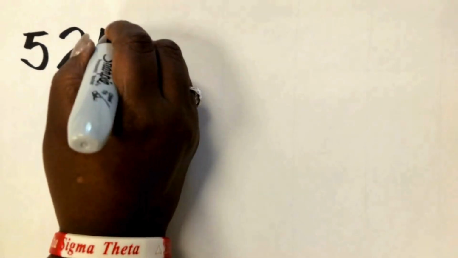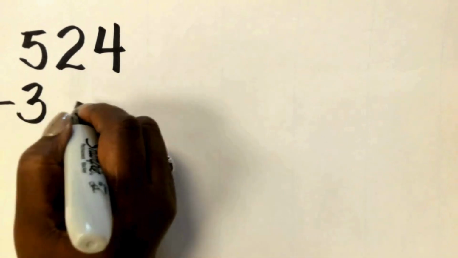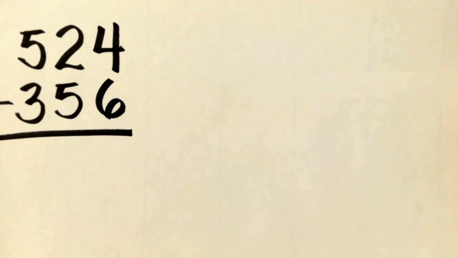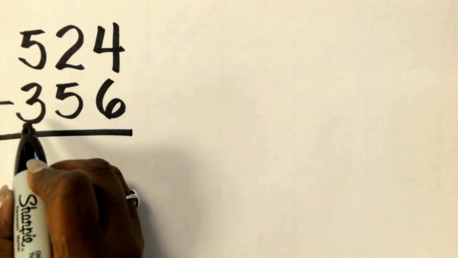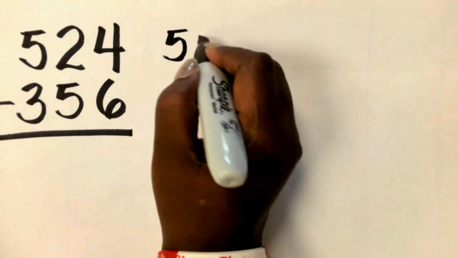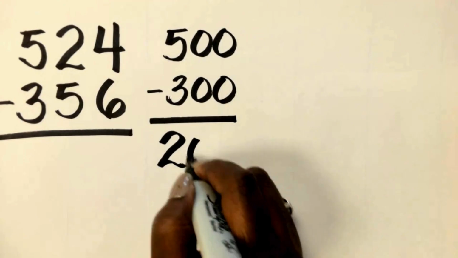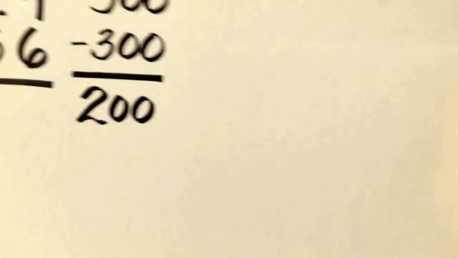Okay, we ready? And let's try 524 minus 356. Okay. 500 minus 300 is what? Correct. 200.